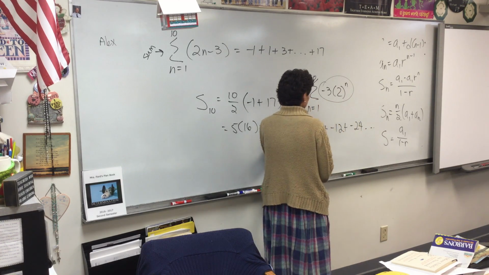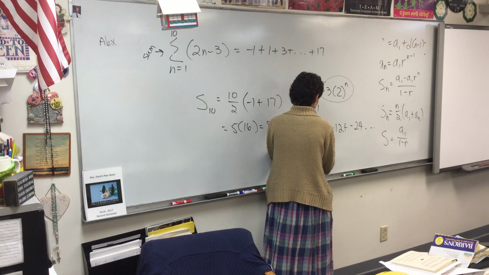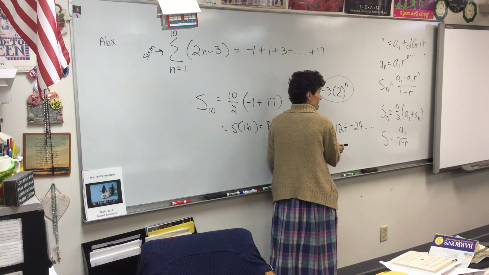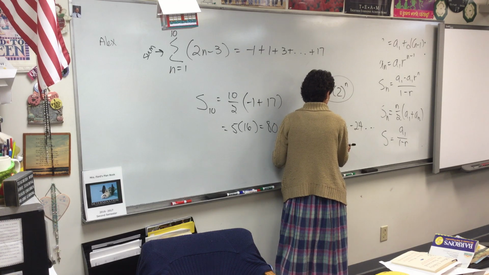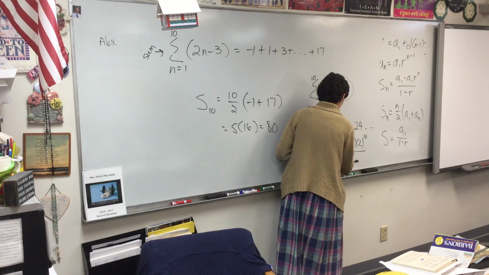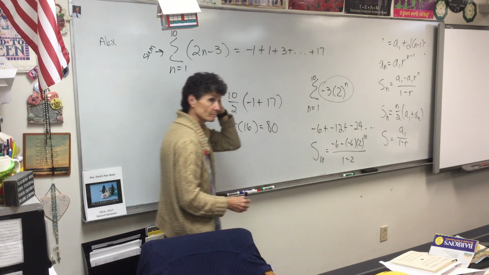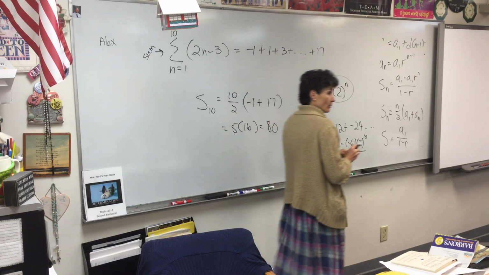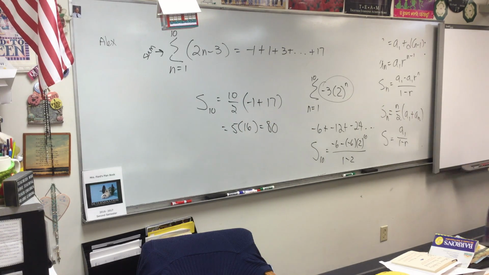So the sum of 10 terms is the first term, which is negative 6, minus another negative 6 times 2 to the 10th over 1 minus 2. So here we go. Let me give you some stuff here. Let's type that in and see what we get. So there's that. And that. That's all three.